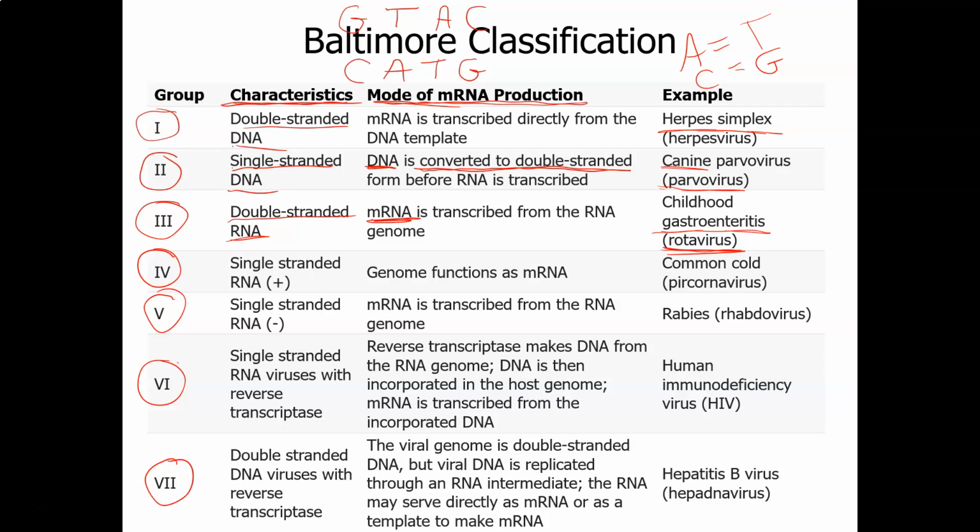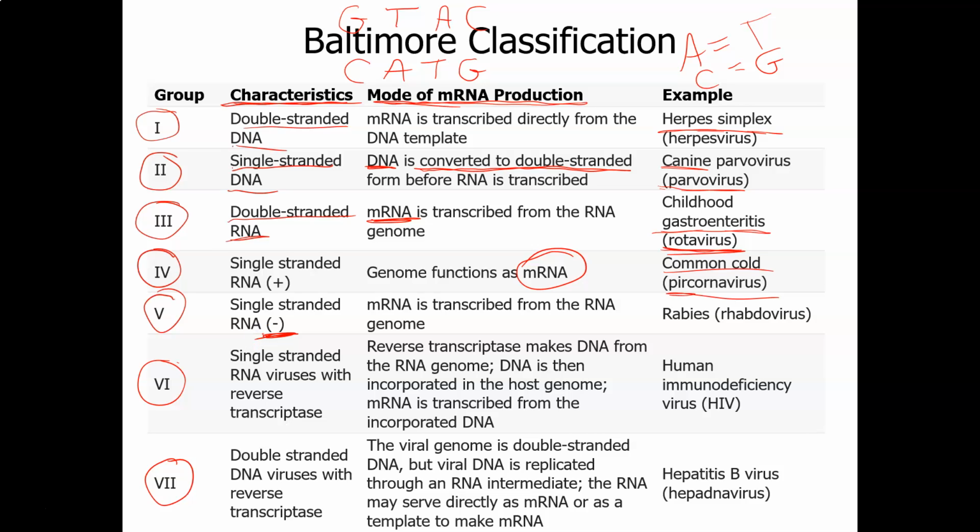Now, group 4 is single-stranded RNA positive. And all that means is that no transcription occurs at all. The single-stranded RNA molecule is the messenger RNA. So it's just directly converted into a protein. The common cold caused by a picornavirus is an example of a single-stranded positive RNA virus. Then single-stranded negative.